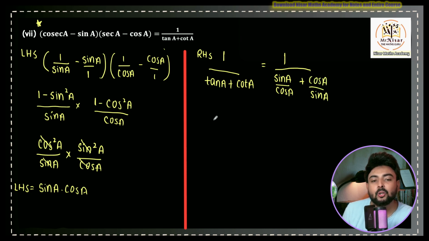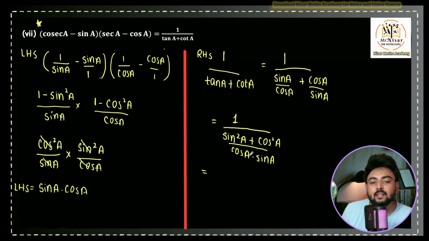Is it? Now what you will do? 1 upon cross multiply, sin into sin, square A, cos into cos, square A, and I hope I am able to see that answer, and you might be able to also see the answer. I have just cross multiplied. What is the next step? When a fraction is there, it becomes reciprocal. So can I say it becomes cos A into sin A, and sin square A plus cos square A, it is 1 only. So it is cos A into sin A.